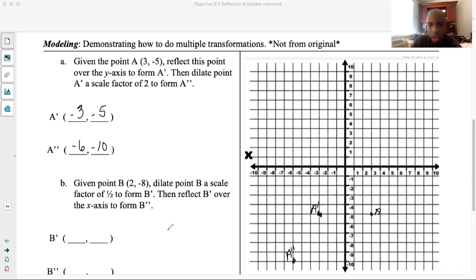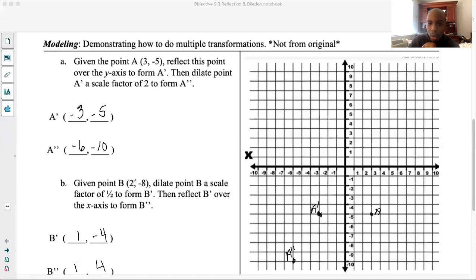When we go to look at B, now B is a little bit different. I know it's similar points to the ones above, but they're not going to give you the same exact points. We need to dilate this first, a scale factor of 1/2. That is going to give us 1, -4, as we talked about earlier. And then they want you to reflect it over the x-axis. Remember, x-axis means x stays the same, 1, and y is what's going to change, 4.